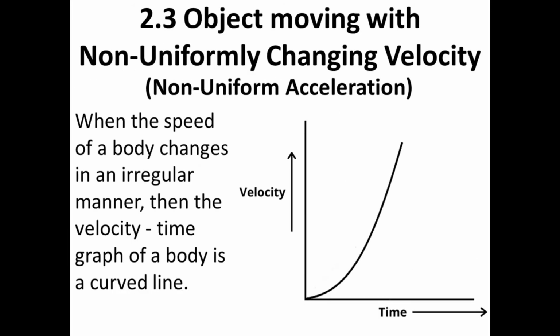Last velocity time graph is for the object moving with non-uniformly changing velocity. Because velocity is changing, that means there is acceleration. And because it is changing at a non-uniform rate, that means acceleration is non-uniform. When the speed of a body changes in an irregular manner, then the velocity time graph of a body is a curved line.